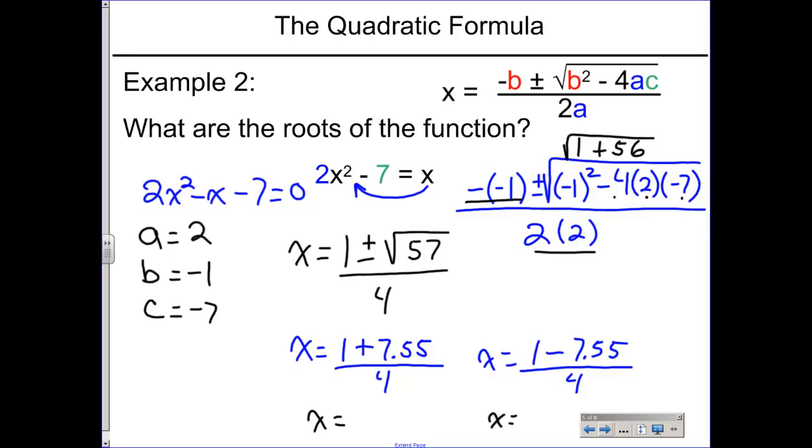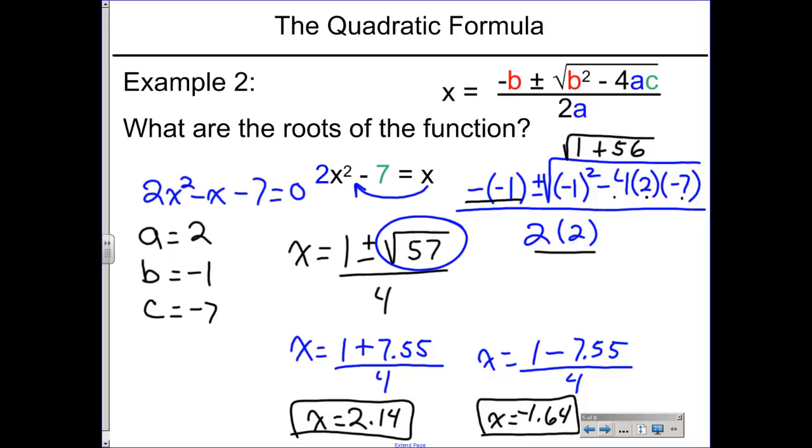X equals, don't forget you have to do the numerator first, so 7.55 plus that 1 gives me 8.55 divided by 4, gives me, rounding to 2 decimal places, about 2.14. It comes out to 2.137, but I'm going to round it to 2.14. And then we're going to do 1 minus 7.55, and then divide that answer by 4, and we get about negative 1.64. So we end up with those two roots. And again, they're approximations because we had to take the square root of a non-perfect square on this level right there.